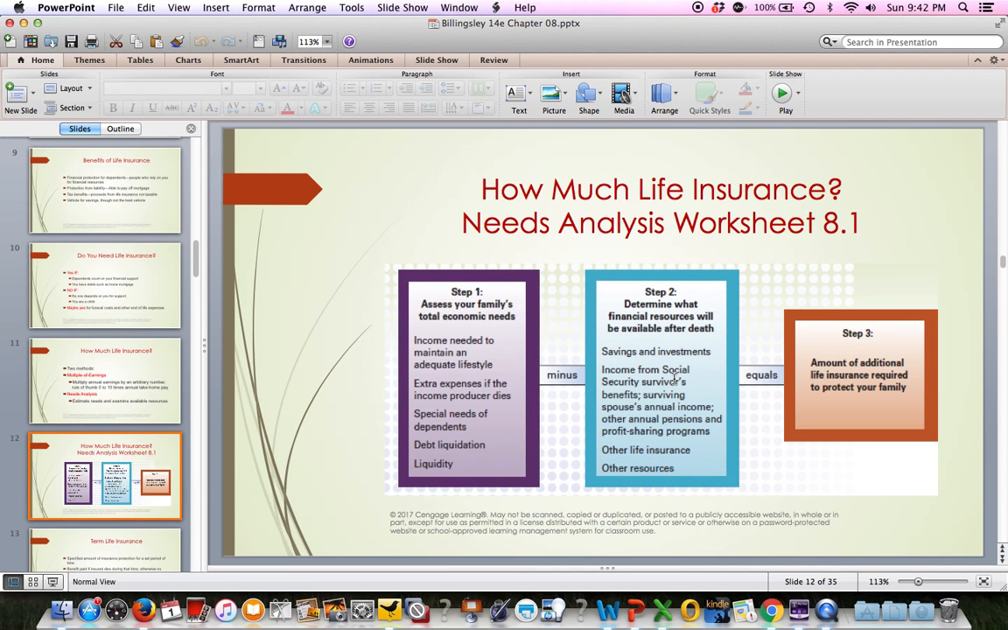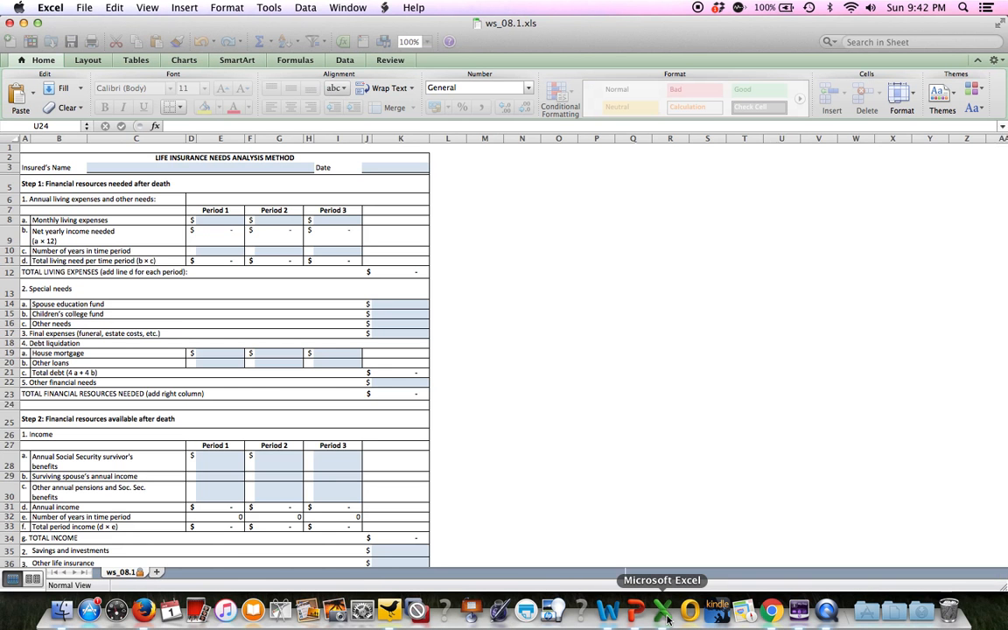Part of that then is worksheet 8.1, which you will use for the homework for this chapter, which I have open right here. And this is a life insurance needs analysis worksheet.